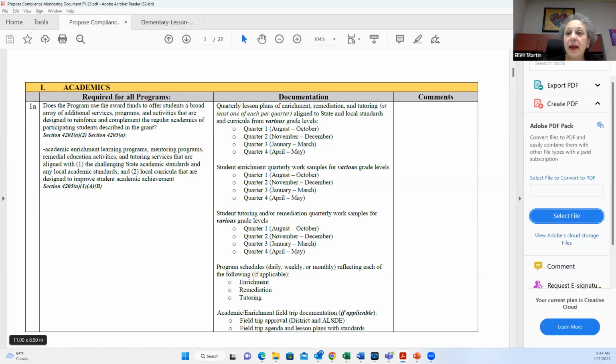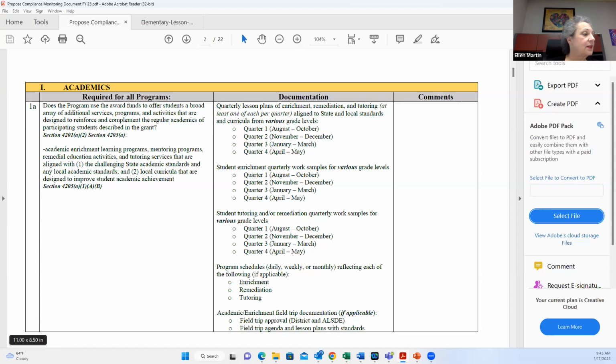Yes, we've got Google Maps that help us get there, but if you lose Google Maps along the way, you've got to have that hard copy of the plan. So here you are with your lesson plan. Your work samples also go in there. You've got your tutoring and/or remediation, and your program schedules reflecting each of the following if applicable: your enrichment, remediation, and tutoring. You've got to have your calendar, your weekly or daily schedule, that shows when you're going to teach it. It also includes field trips.